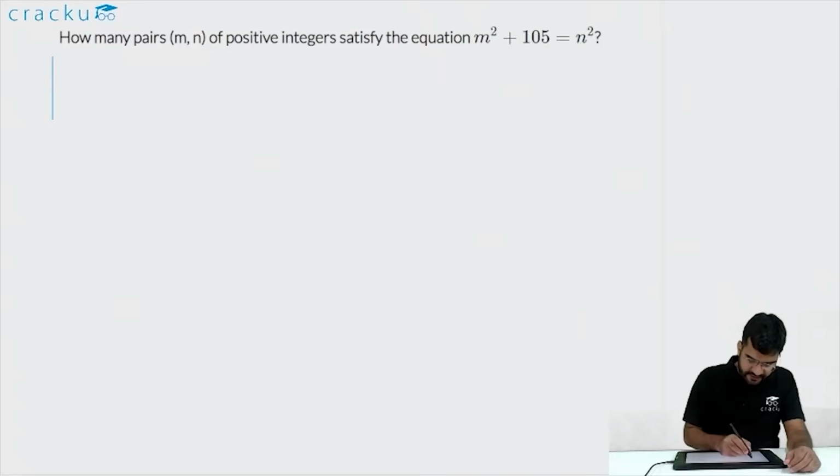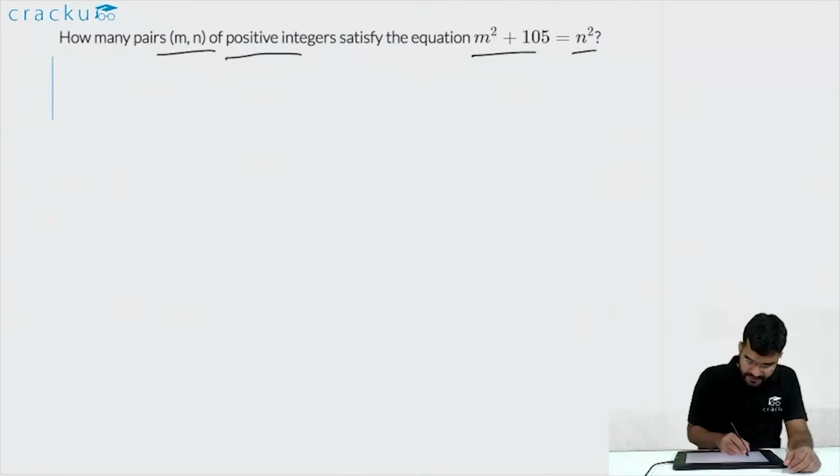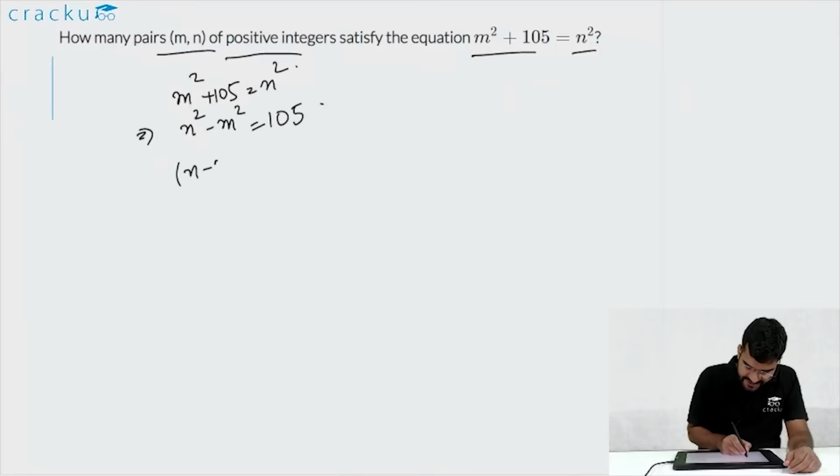In this question, we are required to find out the number of pairs of positive integers which satisfy the equation m square plus 105 is equal to n square. So m square plus 105 is equal to n square. This would imply that n square minus m square is equal to 105, or (n minus m) into (n plus m) is equal to 105.